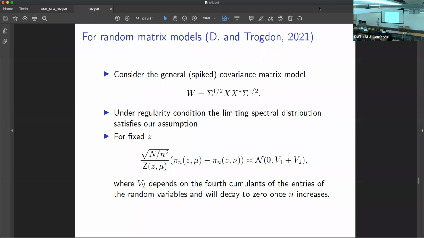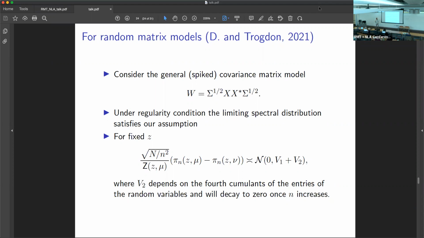It's an asymptotically normal distribution with mean 0, and the variance contains two parts. The first part is V1, which is always an order 1 term. The second part is V2, which relies on the fourth cumulants of the entries of the random variables. And V2 will vanish as your iterations go further and further.